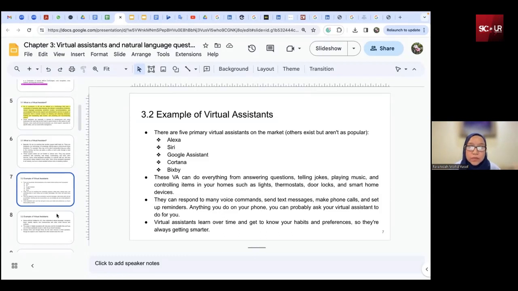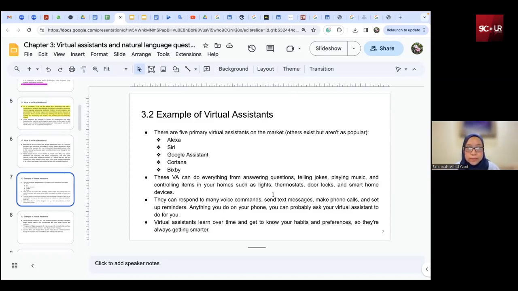So examples of virtual assistants that are very common are Alexa, Siri, Google Assistant, Cortana, Bixby. They are all very advanced technology, very smart. You just use your voice and they do what you ask. This VA can do everything from answering questions, telling jokes, playing music, to controlling items in your home such as lights, thermostat, door locks, and smart home devices.